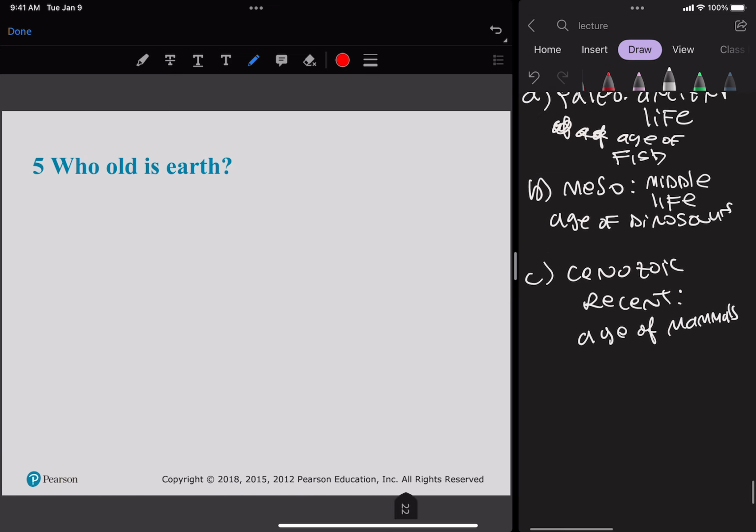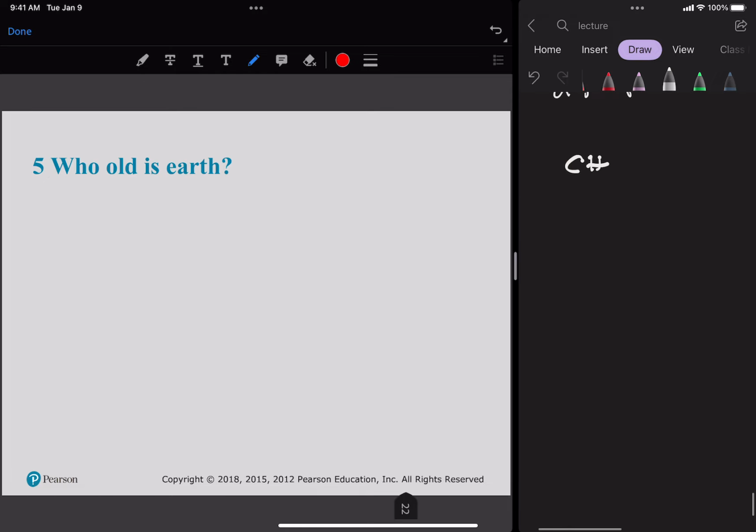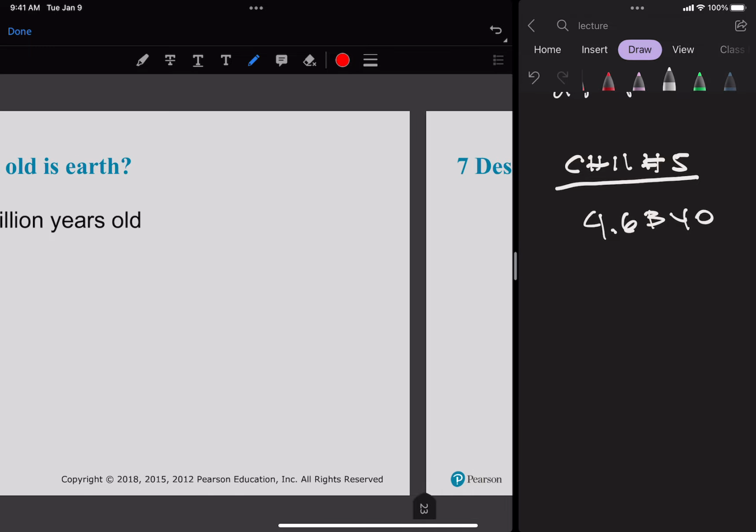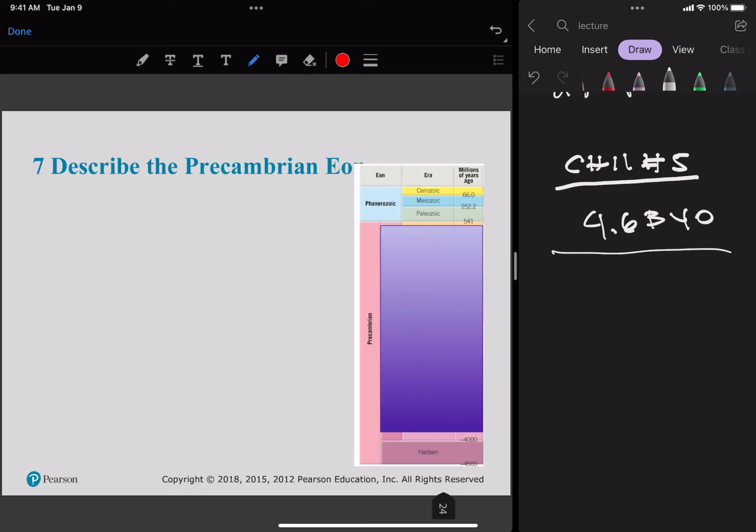Okay, next question. Chapter 11, number 5. We saw this question before in the previous test, but how old is the Earth? The Earth is 4.6 billion years old. Next question, chapter 11, number 7.